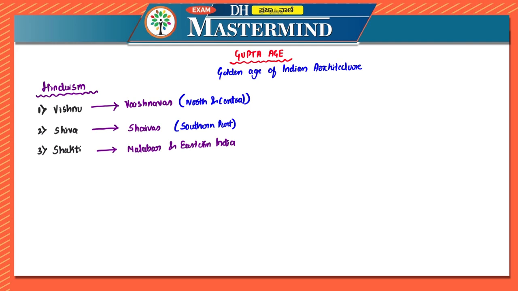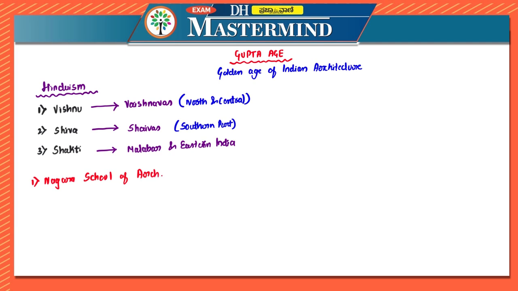Now, in this, we will be discussing different temple architectures, different styles of temple architecture. In that case, there are a few styles which you have to remember, that is, styles of temple architecture. First one is Nagara School of Architecture.